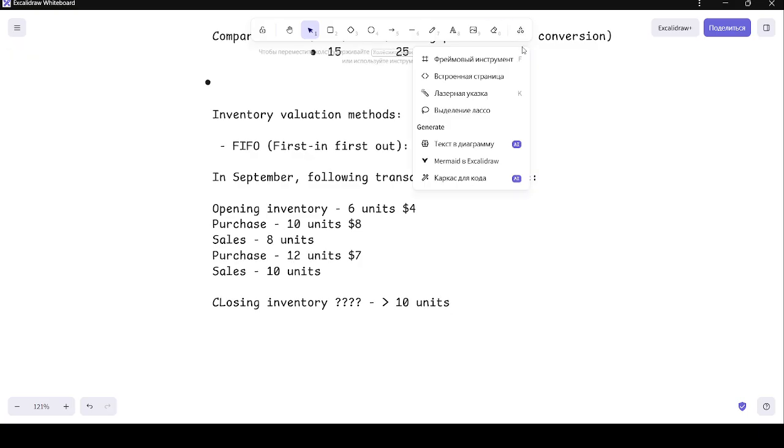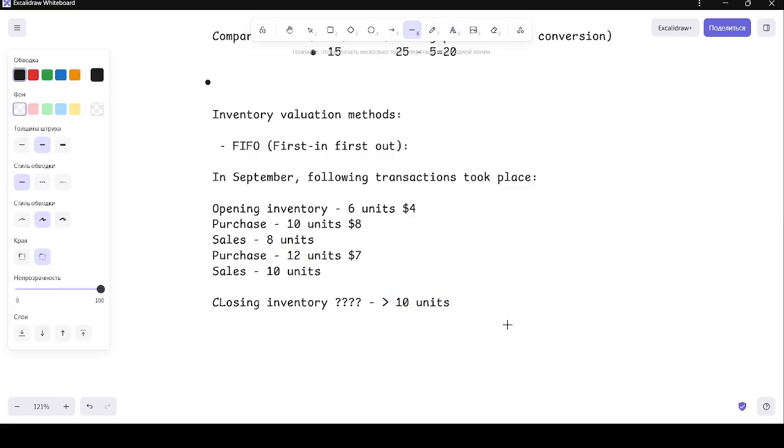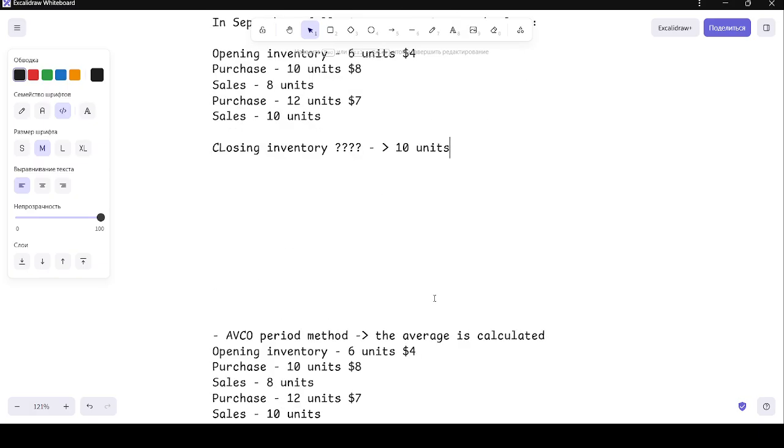Actually, it is my advice that you will find this 10 inventory from the last purchase. For example, we have the last purchase of 12 units, so the cost of the 10 units is all at $7. Seven multiplied by 10 gives us $70.